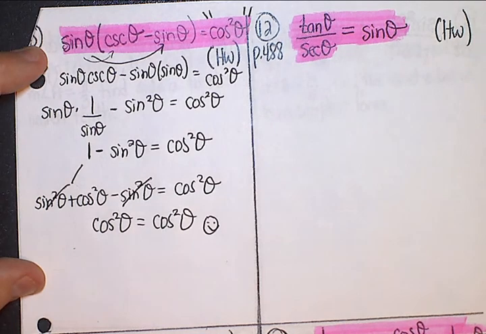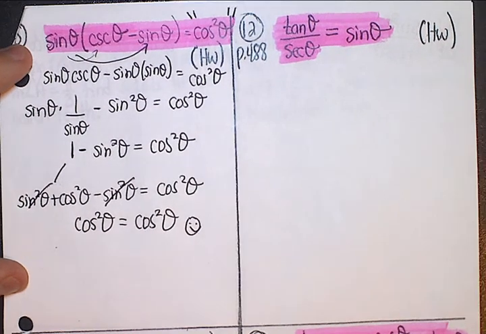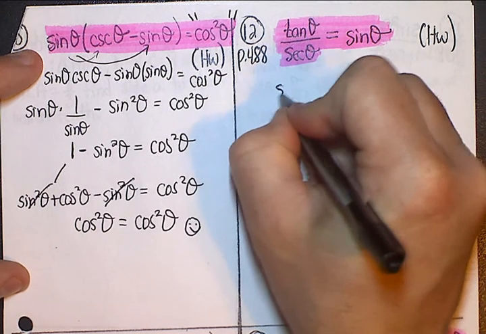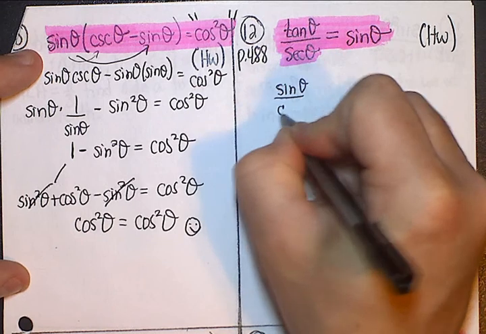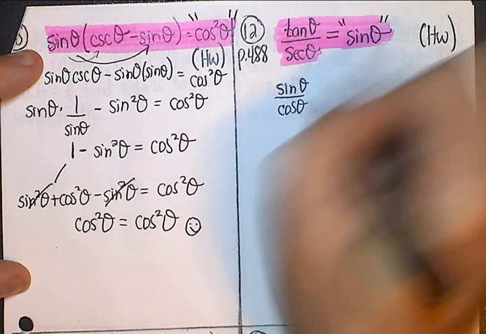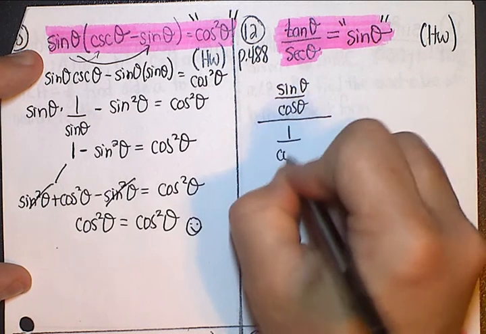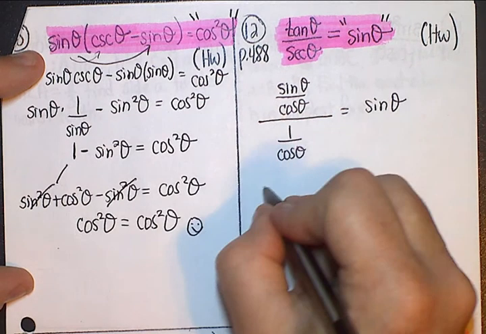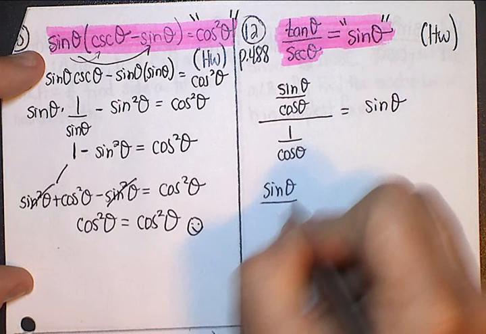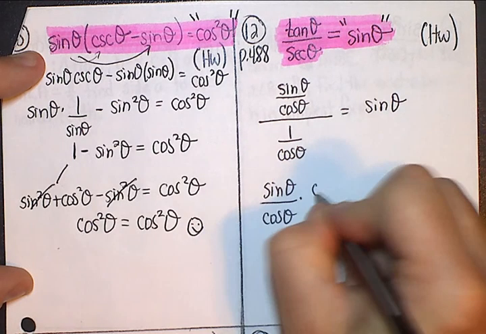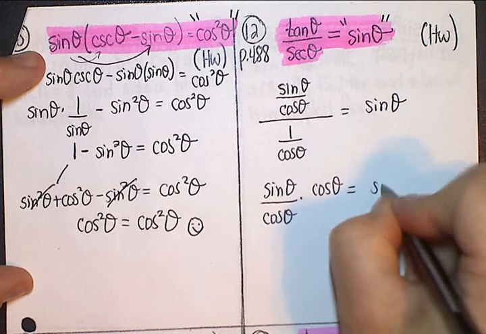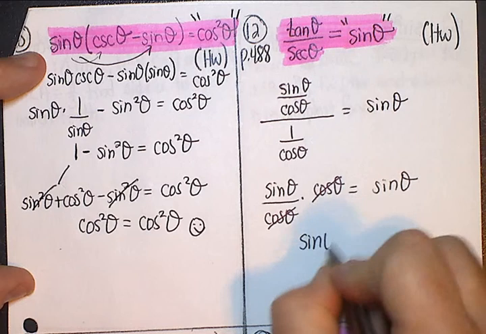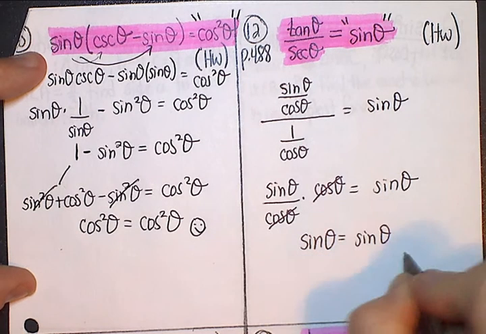Okay, let's take a look at question number 12. Question number 12, change things right away. Our tangent is going to be sine of theta over cosine of theta. Obviously, we're going to freeze this side. Divided by secant is 1 over cosine of theta, and all this needs to be equal to sine. State change flip, sine of theta over cosine of theta times cosine of theta equals sine of theta. And they will cancel. Sine of theta is equal to sine of theta, and we are done.